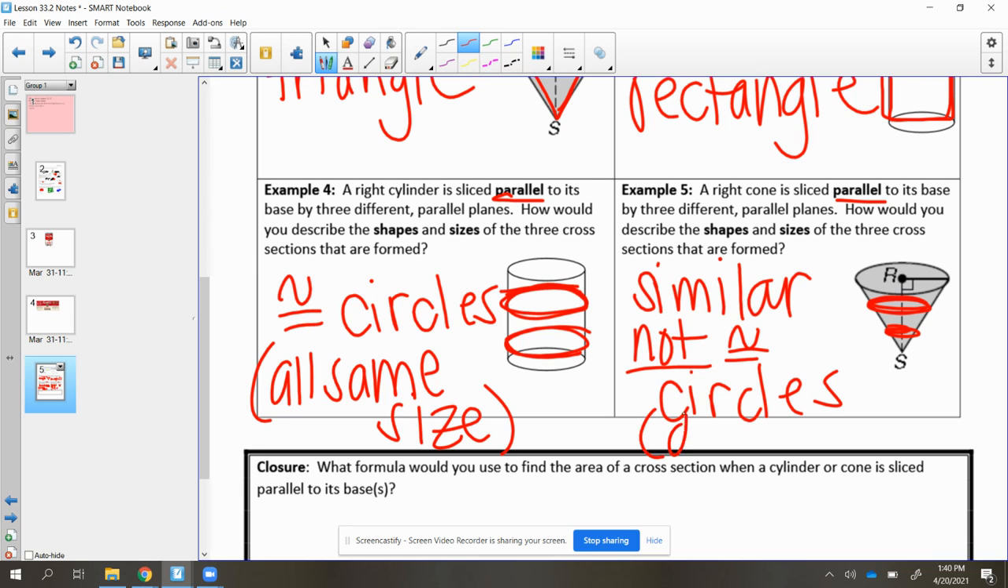And again, that's because they have different sizes.